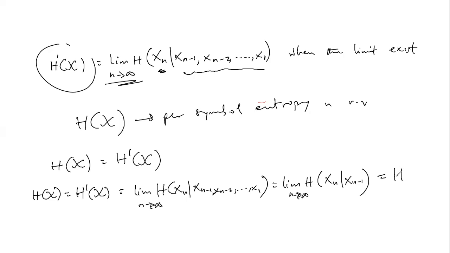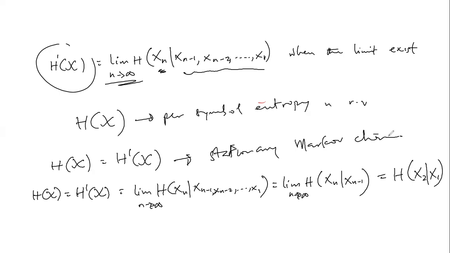So this will be the same as h of S2, given that S1 has occurred, where the conditional entropy is evaluated using the stationary distribution. So this, we say, is stationary for a stationary Markov chain. Okay. And then we go on and on.